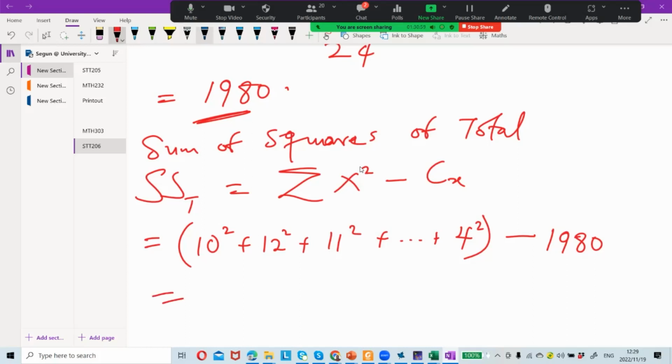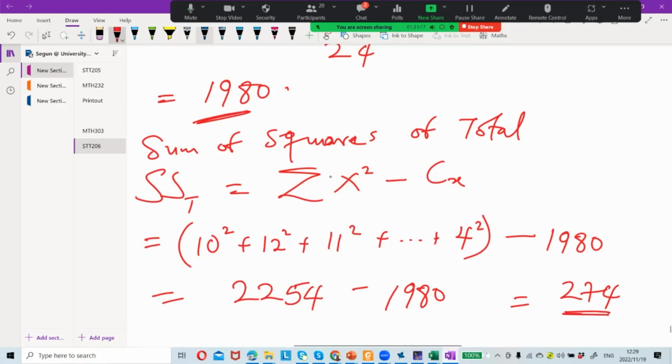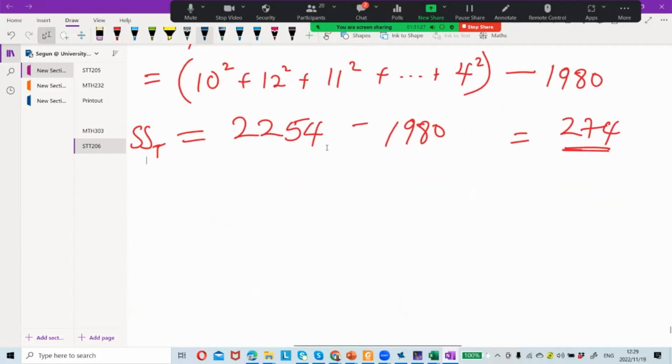So let's look at this. If you square this one very well, you have 2254 minus 1980. You have what? 274. That is our SST, 274.